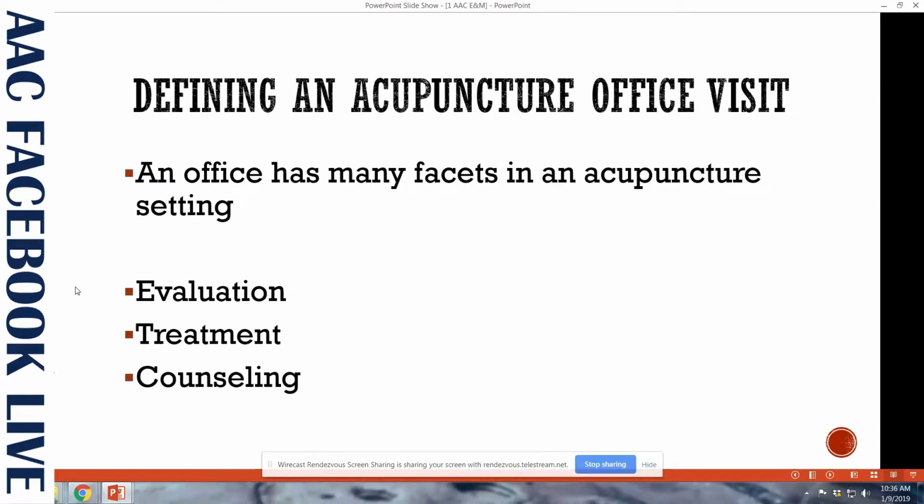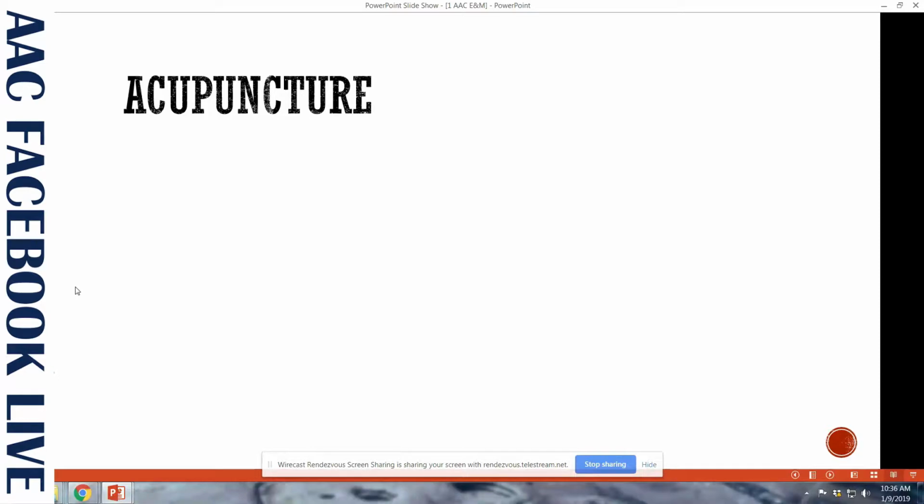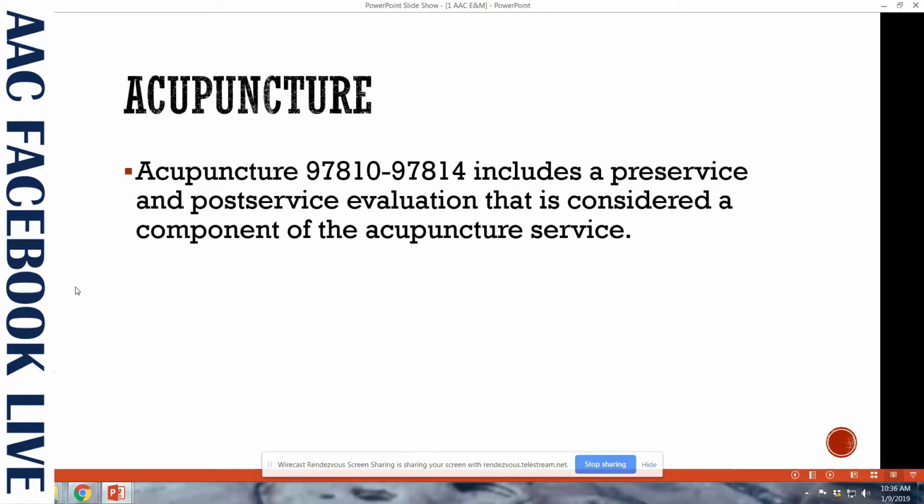So realize that acupuncture visit, when you do just acupuncture, you are doing all three of these, hence why it's generally not appropriate to bill an exam daily. The codes 97810 to 14, which are the standard codes for acupuncture, include a pre-service and post-service evaluation that is considered a component of the acupuncture service.